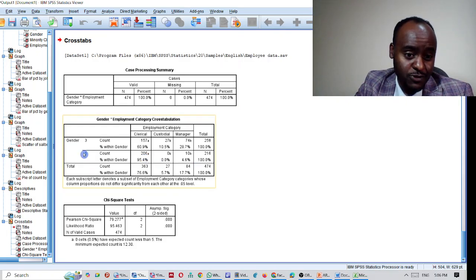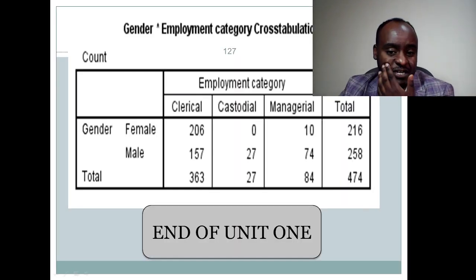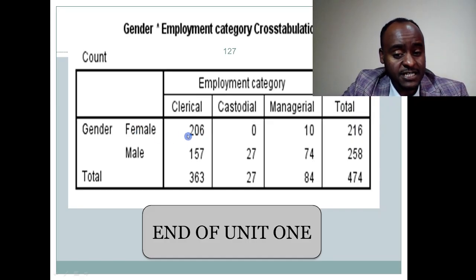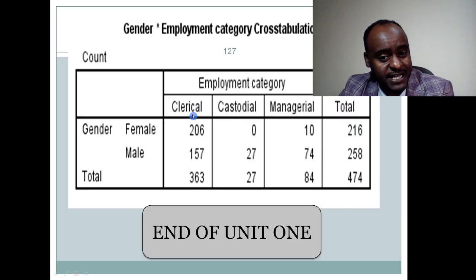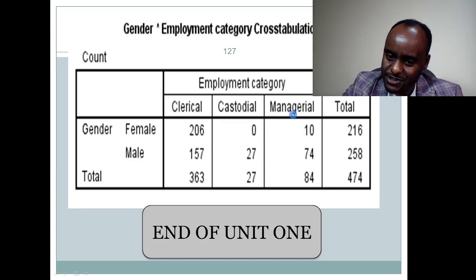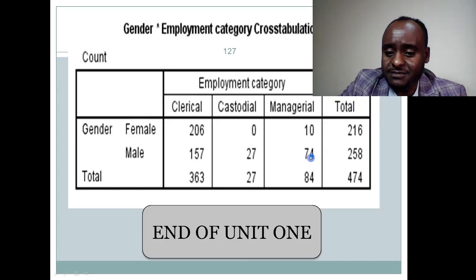Summarize with cross tabulation. You see gender by employment categories. By looking here, we can give some kind of interpretation. The number of females is 206 for clerical. This means the majority of females are clericals. No female is in the custodial job category. 10 of them are managers, but 74 of the managers are male. This means the majority of managers are males. That is surprising.